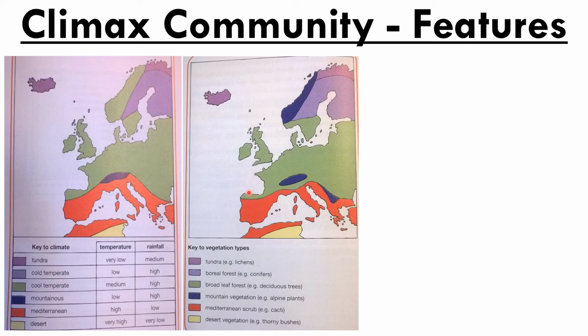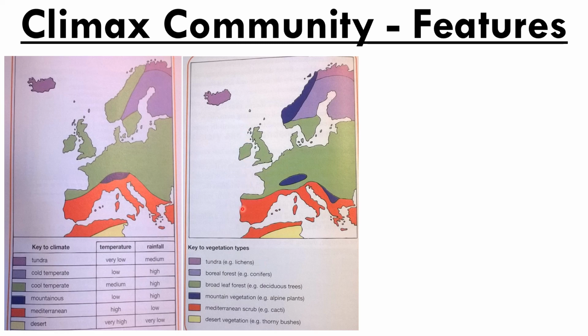Some more features of climax community. This is quite a nice wee simple drawing to show you. What you've got here is the climate in different areas. Up here, top left is Iceland, so that's tundra, with very low temperature, medium rainfall, and as a result they've got that sort of tundra vegetation, lichens. In Iceland, fruit hasn't really been much part of their diet unless it's imported or grown in greenhouses, whereas in the UK you can grow strawberries in Scotland and so on.